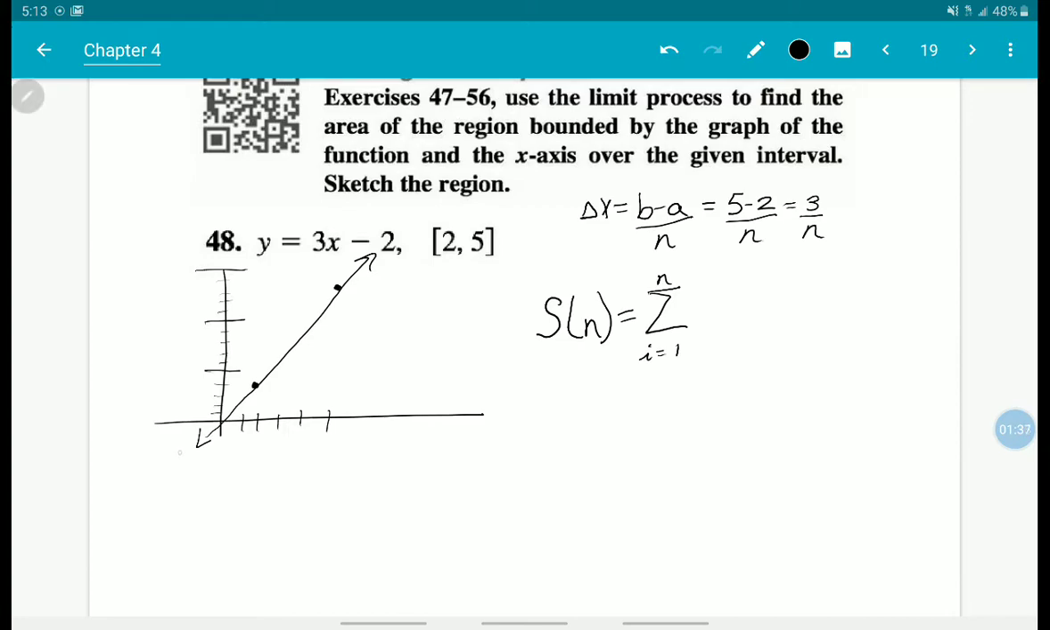So graph-wise, here's our graph. This is a rough sketch of 3x minus 2. We want to know what's happening between 2 and 5. So we could split this up into 3 rectangles and get an okay estimate, or we could go 6 rectangles and get a better estimate, or we can go n rectangles and get an even better estimate about what's going on. And our goal is going to be to come up with some kind of formula to describe this, and then take the limit as n goes to infinity.